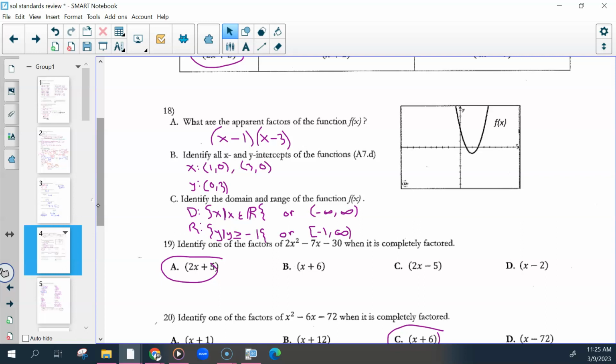Domain and range you should also be able to find. Some of the notation is going to look a little weird, but we'll talk about that later. But you should know these. So the domain would be all real numbers. The range is everything greater than or equal to -1.